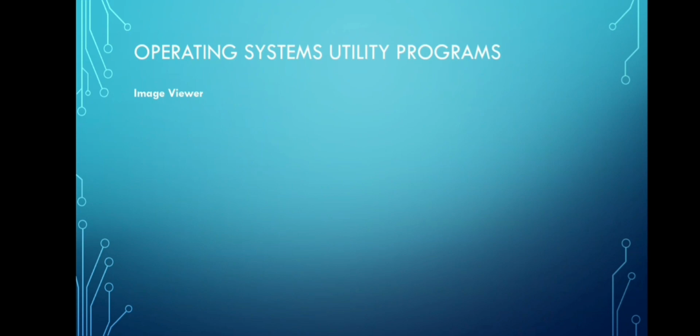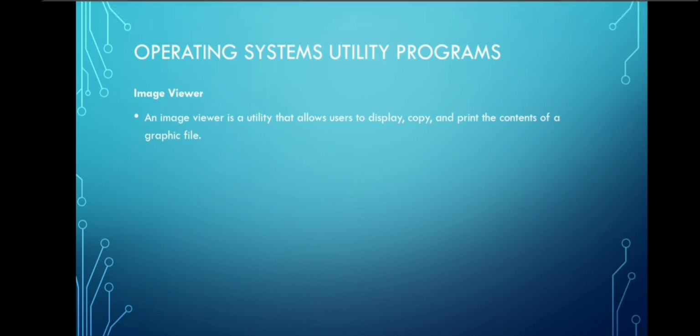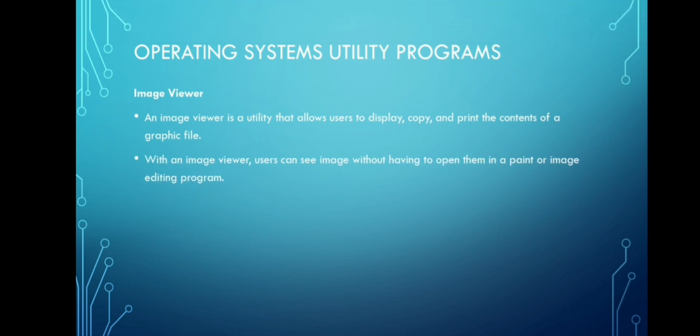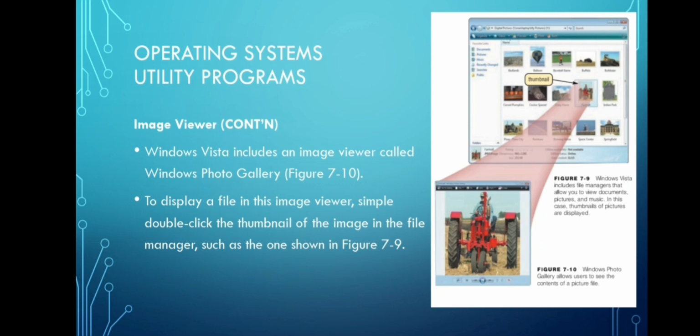The third operating system utility program is the image viewer. An image viewer is a utility that allows the user to display, copy, and print the contents of a graphic file. With an image viewer, users can see images without having to open them in a Paint or image editing program. Windows Vista includes an image viewer called Windows Photo Gallery. To display a file in this image viewer, simply double-click the thumbnail of the image in the file manager, such as shown in Figure 7.